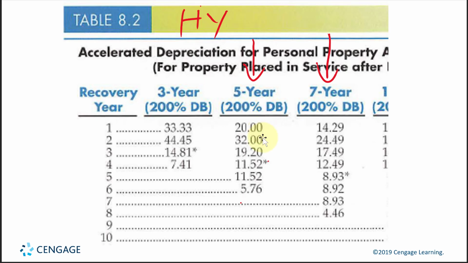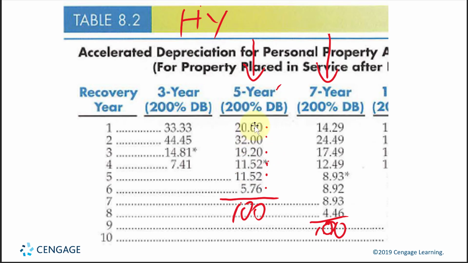That same asset, now next year, in year 2, you're going to take 32%. Third year, 19.2%. And if you add up all of these percentages, it should come out to 100. Again, 1, 2, 3, 4, 5, 6 years, 5 years spread over a 6 year period. Same thing with the 7 year, should total up to 100%. 7 years spread over 8 years.